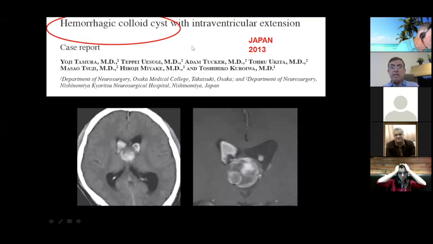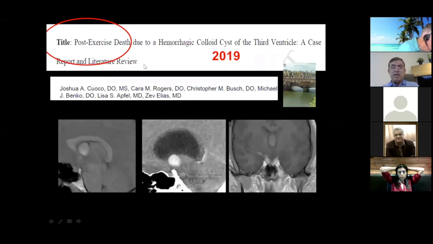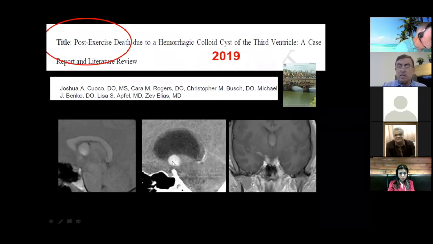Can they bleed? Yes, they can. Paper from Japan, hemorrhage inside the colloid cyst. Look at this, post-exercise death. This is really disheartening. A man dies after exercise because he had a cyst that had hemorrhage inside. This is a new publication in the world of neurosurgery, 2019, and this is the hemorrhage. This is a small cyst, but because it bled during exercise, it caused acute hydrocephalus, and nobody could save him.